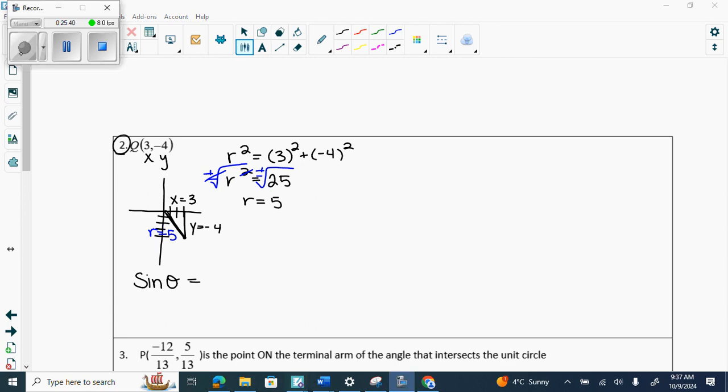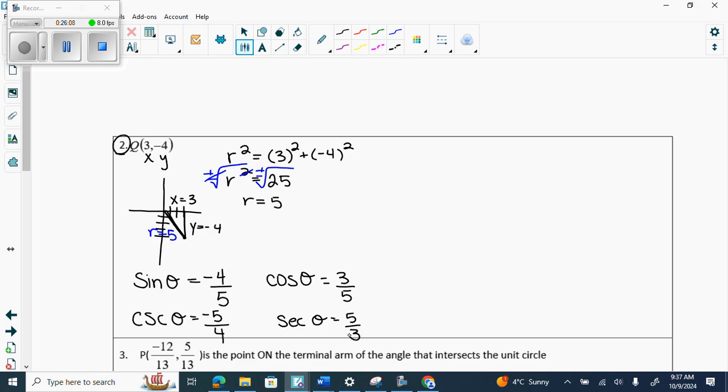So we have sine, make sure you have the theta, rise over r, negative 4/5. And it goes with cosecant. So it would be r over rise, which I'm still going to put the negative on the top. Then we have cos theta. Make sure you have the thetas or you have the word cos on your paper. It's not the same thing. So it's cook extra rice, 3/5. Secant theta is 5/3. Please stop talking.